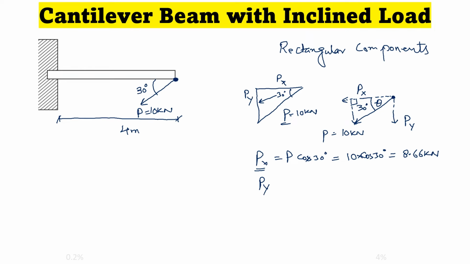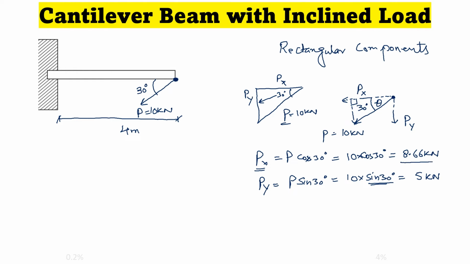In the same way, we will determine the y component, that will be equal to P sin 30 degrees or P sin theta. So P here is 10 and sin 30 degrees. Sin 30 is basically 0.5. When we multiply the 0.5 with 10, it will be 5 kilonewton.